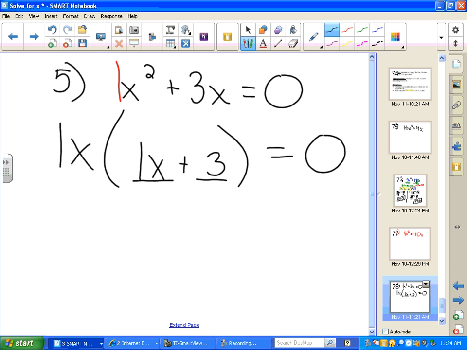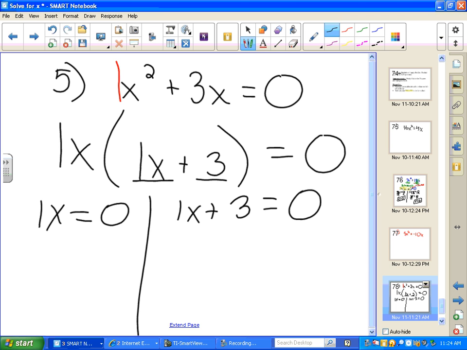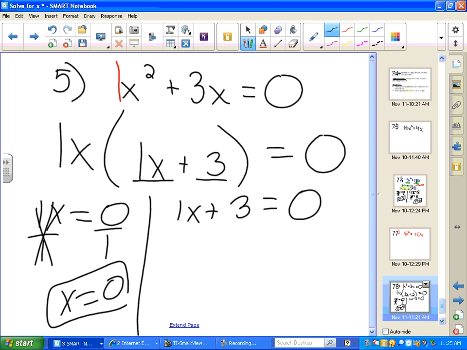Andrew, what do we do here now to solve? Split them up. You have 1x equals 0. Put a line down the middle. 1x plus 3 equals 0. Next step. Amantha, how do we solve this one? Good. Divide both sides by 1. 0 divided by 1 is 0. So we get x equals 0 on this side.